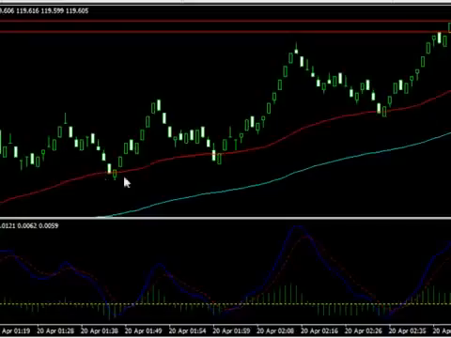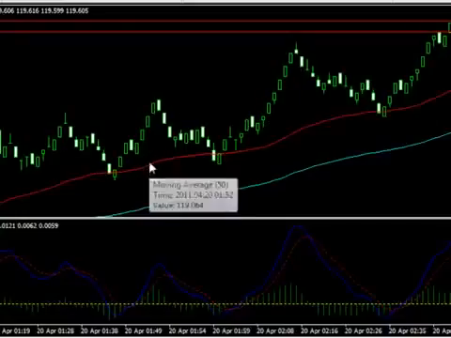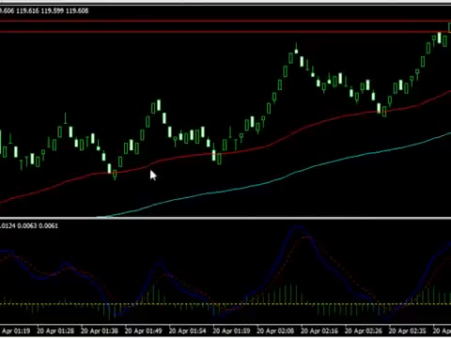Be patient and wait for some real movement, and that movement will also be dictated and will spread these two moving averages apart as well. So that's another way to know you're in some movement. So I think that's about it, guys, for this strategy.